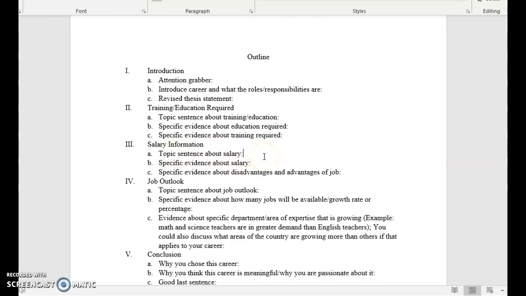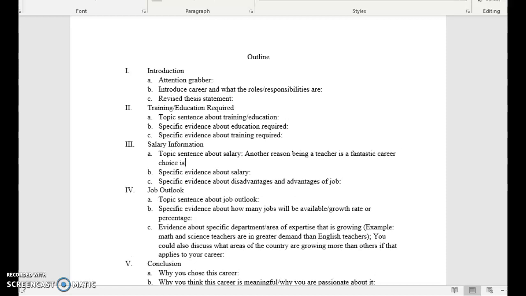In the topic sentence, you should just say something like, another reason being a teacher is a fantastic, if I can spell, career choice is because they make a livable wage. Okay, so notice I said livable wage. I did not give a number. Okay, you are not giving a number.